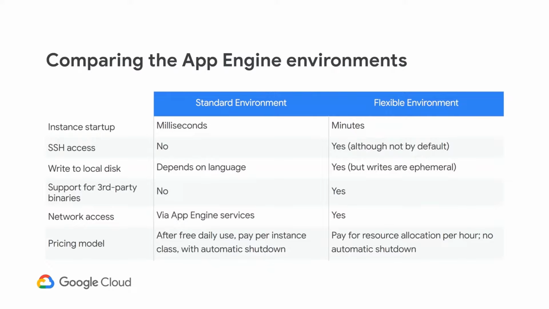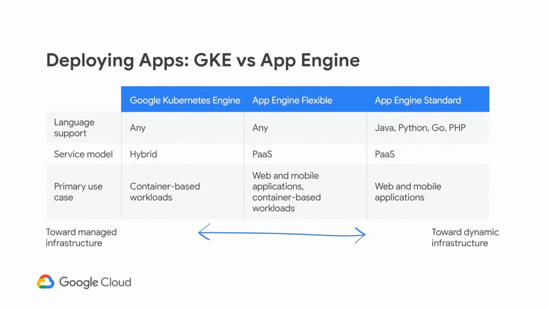As you can see, the standard one starts in milliseconds, so quite fast, but the flexible environment takes a few minutes, and that is for starting the instance. Once it's up and running, then pretty much the flexible gives you flexibility on all fronts. And when we talk about the programming languages, you'll see that the flexible supports all programming languages, including Microsoft .NET. The App Engine Standard supports a subset of those programming languages. Actually, here not all the languages are listed. There is also now support for Node.js and Ruby and so on.